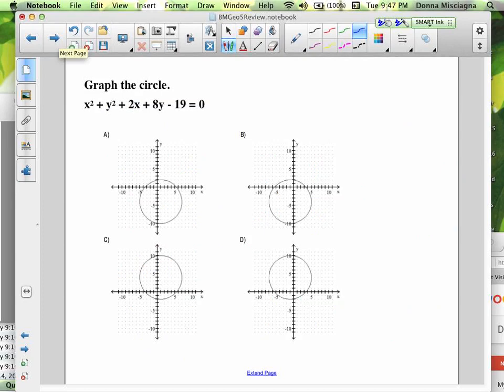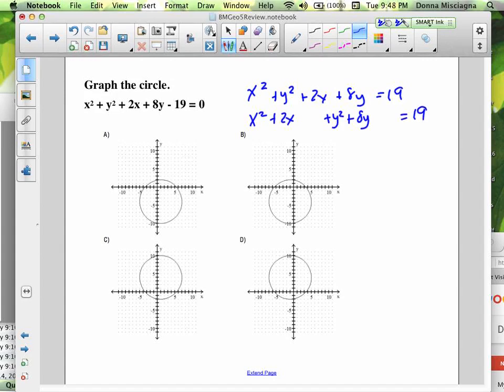And that is our step number 1, is we need to add 19 to both sides. So we have x squared plus y squared plus 2x plus 8y equals 19. Step 2, put the x terms together and the y terms. So x squared plus 2x, and I'm going to leave a space, and y squared plus 8y is equal to 19. And leave a space.